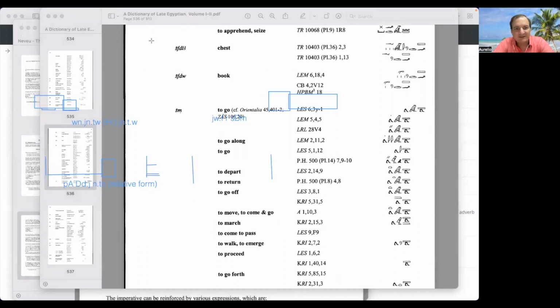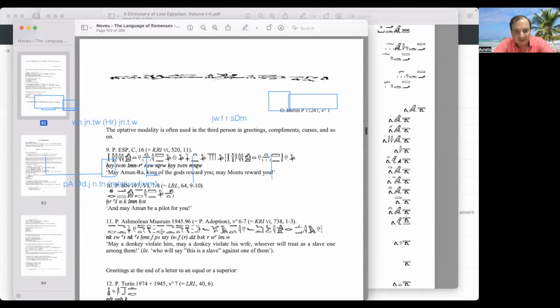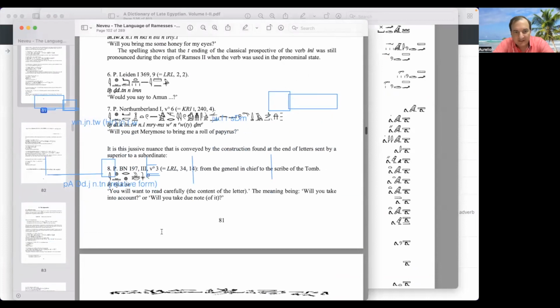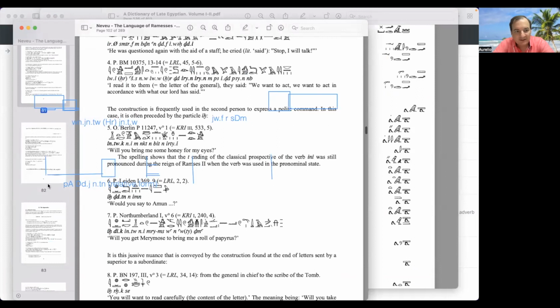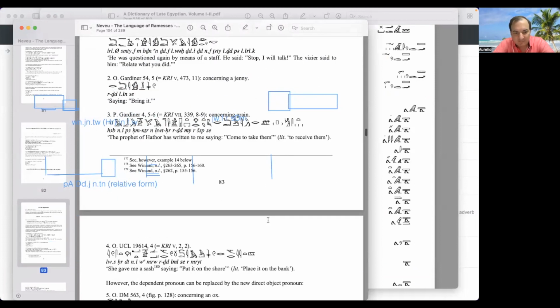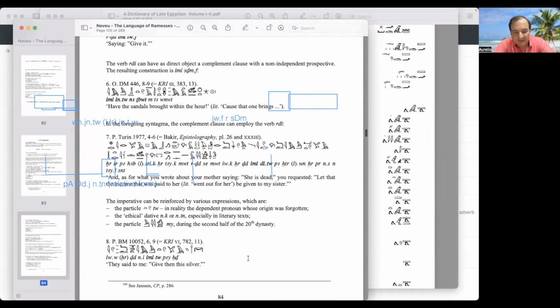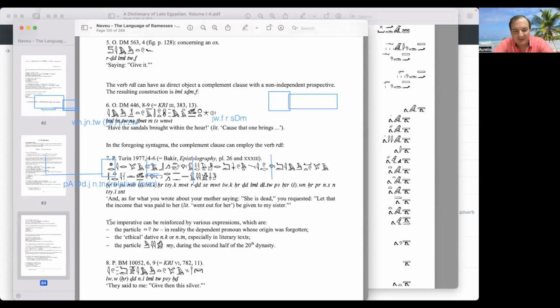Well, he has it if I can find it. Here we go. Imperative: mostly the naked form of the verb, unless it gets a little prosthetic yod in front of it. And then down here is a helpful hint from Nauvoo. The imperative can be reinforced by various expressions, which are the two. In reality, the dependent pronoun is basically not understood anymore as a dependent pronoun. Or an ethical dative, which we've seen before, so just basically like a duck, for example, right after the imperative, or also just a particle me, but later becomes ma in Coptic.